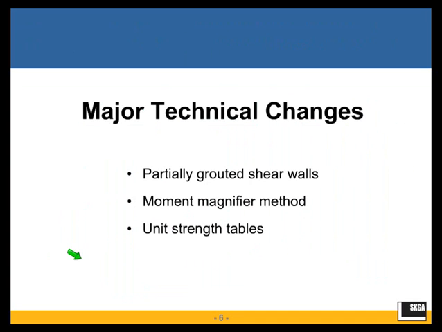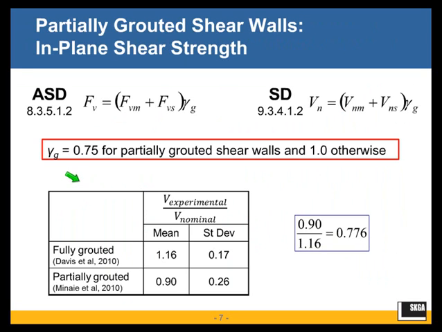3 major technical changes here: partially grouted shear walls, moment magnifier method, and unit strength tables. So I want to look at those. First is actually perhaps something that takes a little bit away in terms of masonry design, but we felt it was needed for safety of structures.